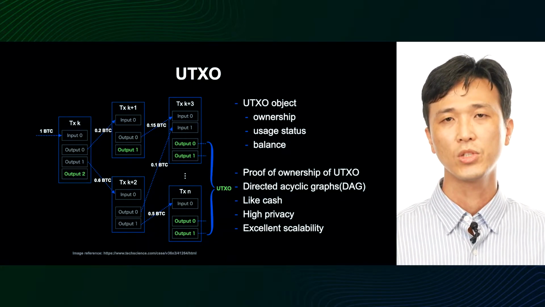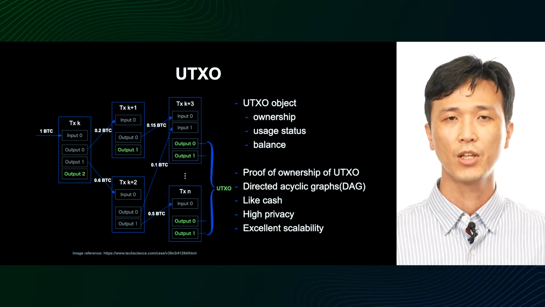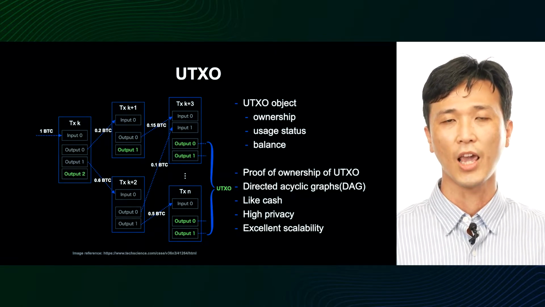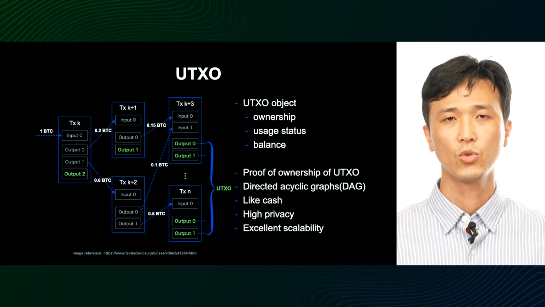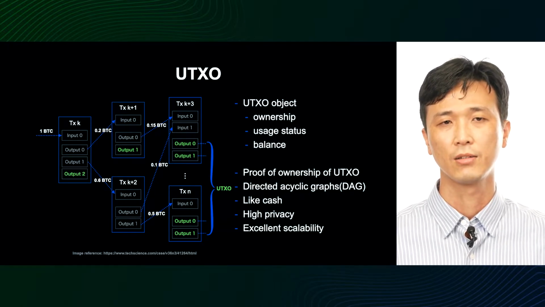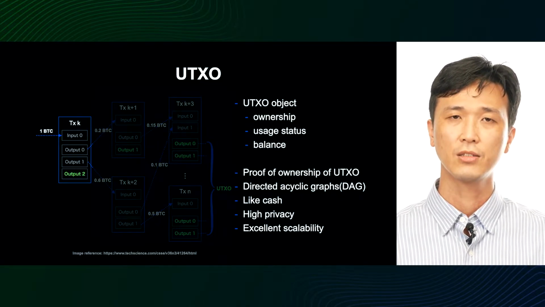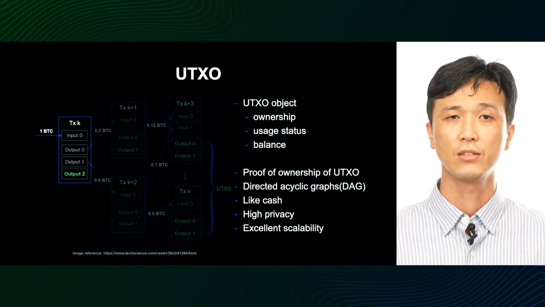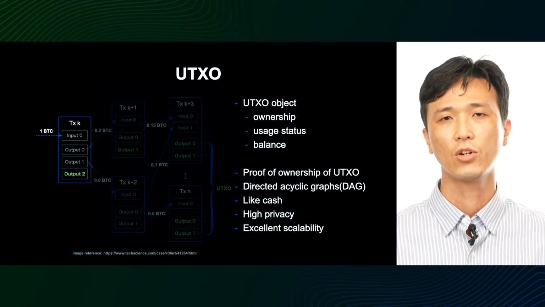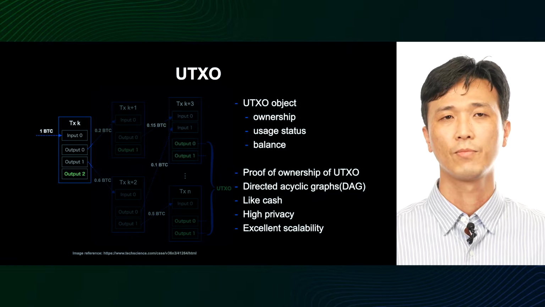account-based blockchain. UTXO stands for unspent transaction output, and it is an object containing owner information, usage status, and balance information. So with a private key corresponding to the owner information contained in a UTXO, you can prove ownership of the UTXO and create a transaction that delivers the UTXO that you own to the new owner. So you can see on the left, we created two UTXOs, and this is how the transaction is made on UTXO.